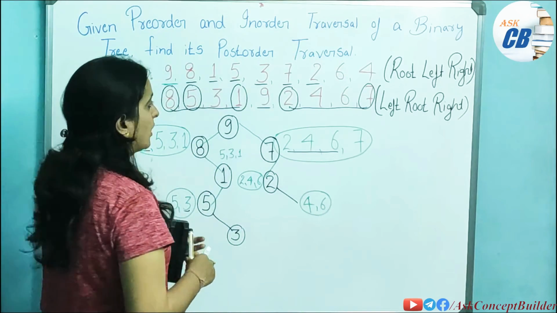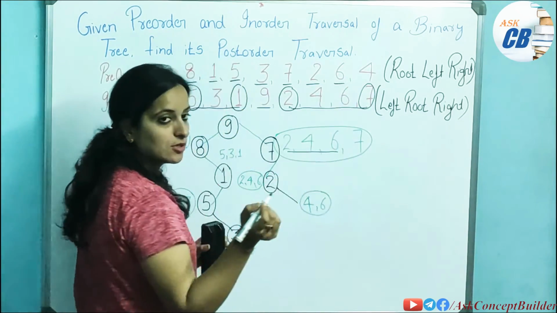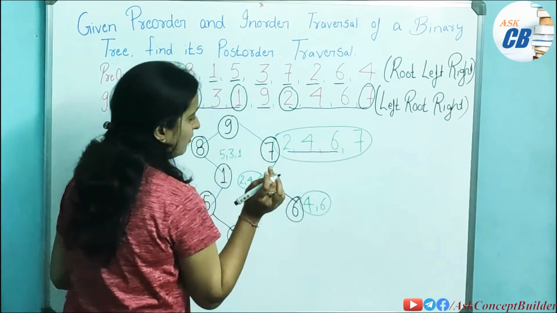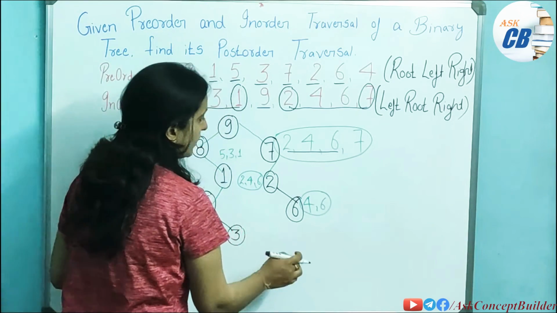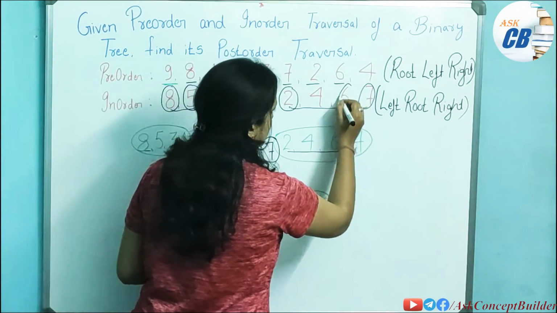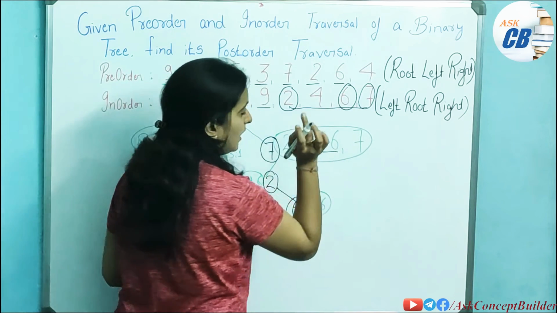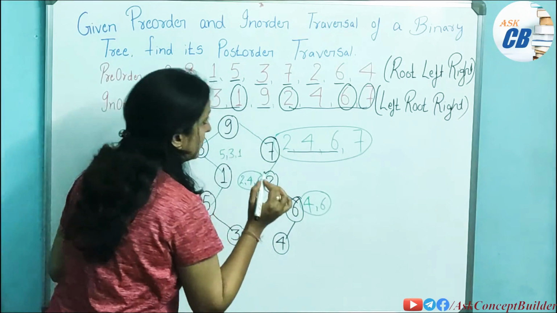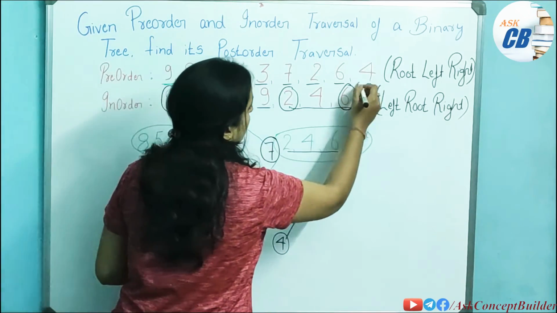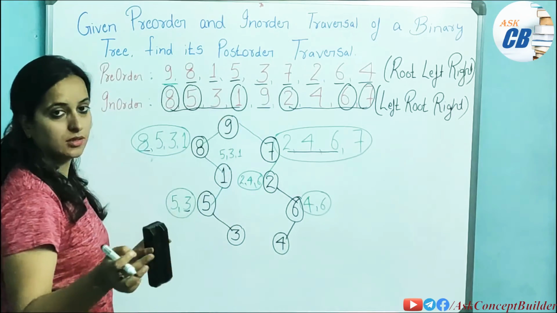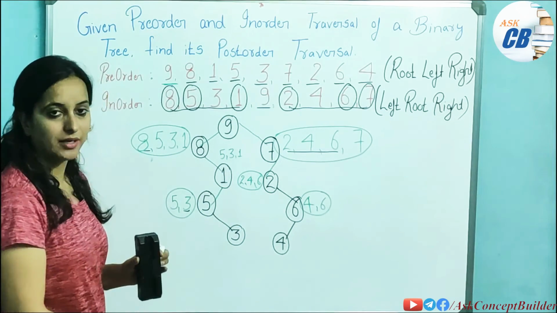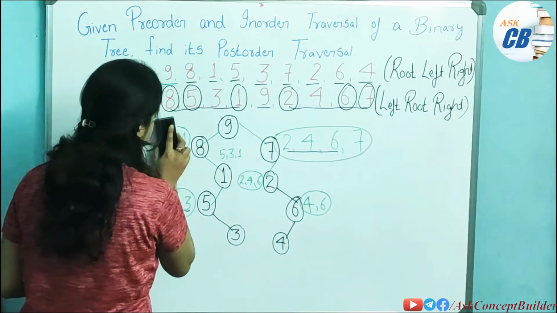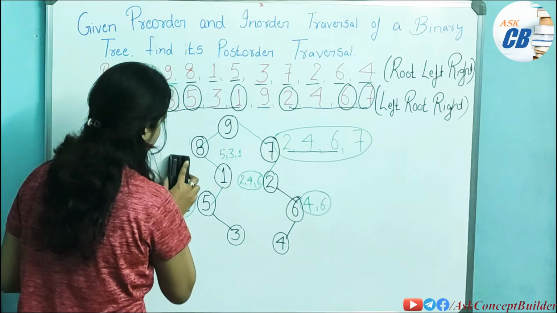Fine. Now again you have to find your root node. So here 6 is your root node. So 6 will be a root node, and for the left out element 4, whether it will be to the left or right, again you will go to the in-order. 6 is here and 4 is on the left of 6. So you will mark 4 on the left of 6. Now this tree is completed, and you have finally got your binary tree. In this way you can draw your binary tree.